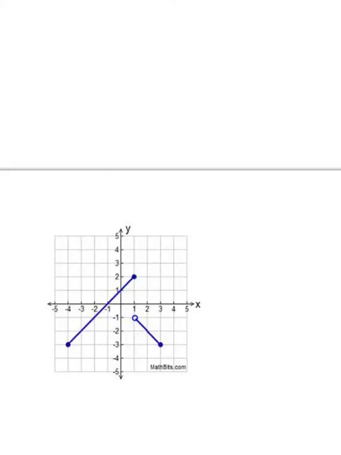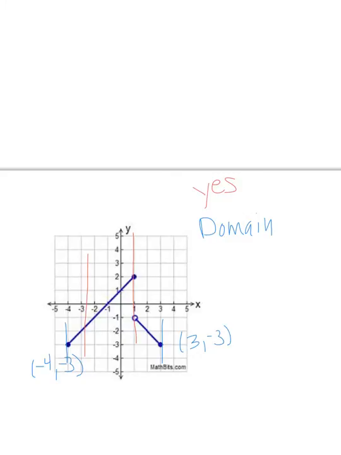Okay, let's look at this one. First, we want to determine if we have a function. So we use that vertical line test. I don't think we're going to find anywhere where it's going to cross more than once, so it is a function. So let's look at domain. Looks like we have a leftmost point right here and a rightmost point right here. So this leftmost point we can label as (-4, -3). And the rightmost point is (3, -3). So for the domain, we want to pick out those x values. So the domain goes from and includes -4, and goes up to and includes 3.